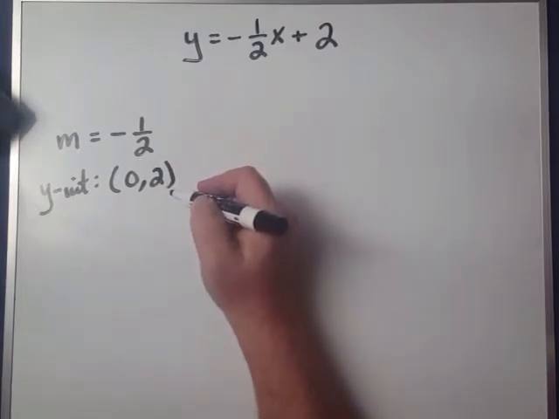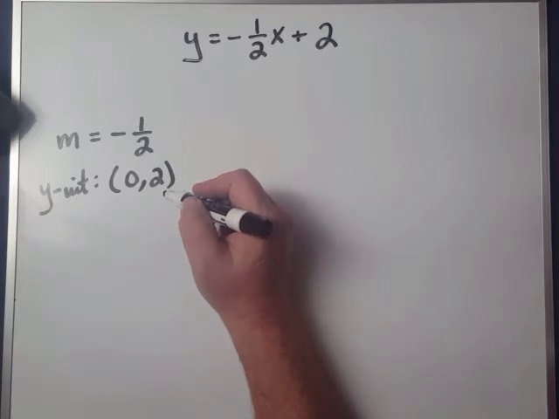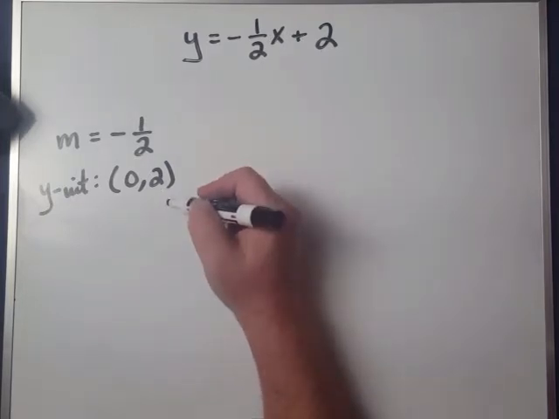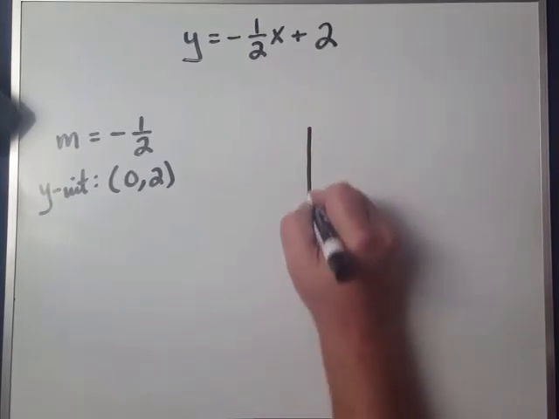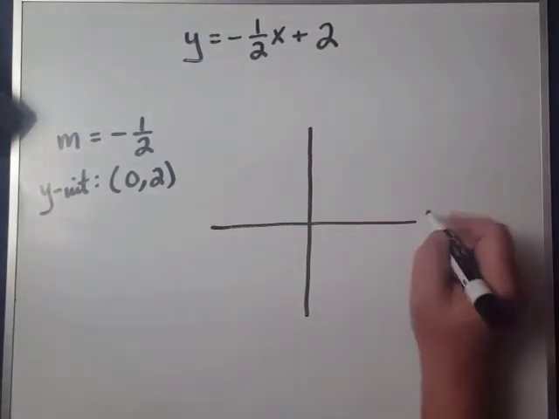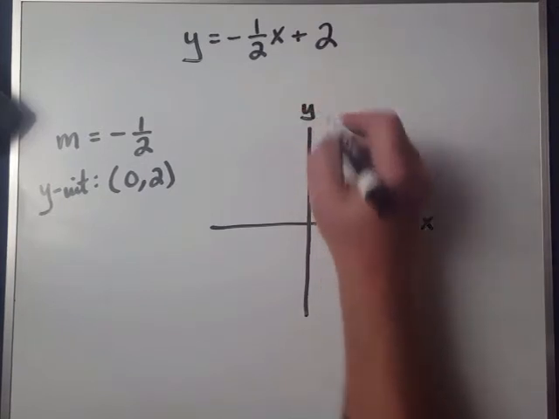I have these 2 pieces of information about my graph. I should be able to graph this line now. Get us a coordinate plane going. Again, I think I'll go out to 4 in all directions.